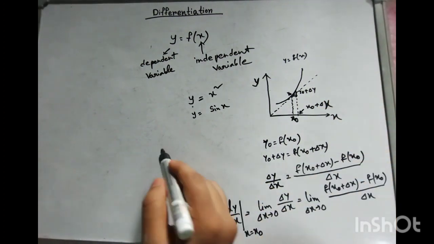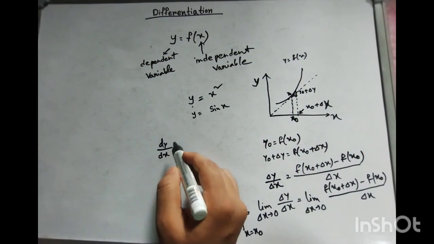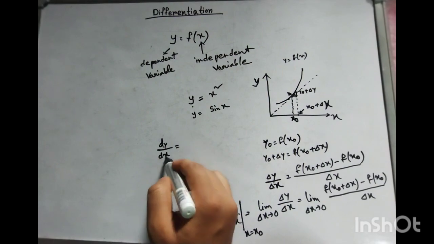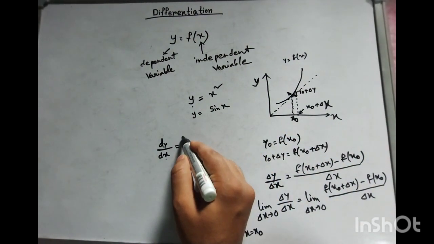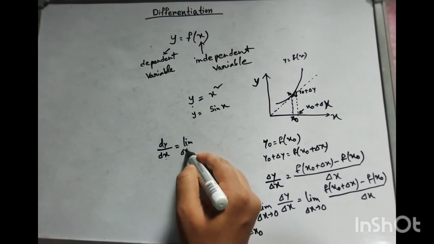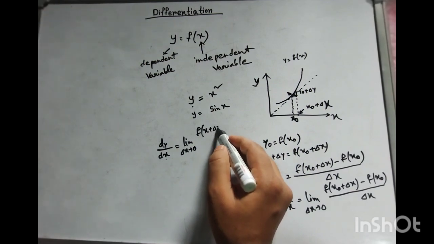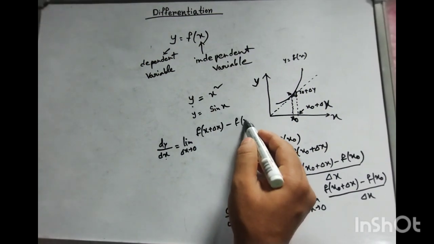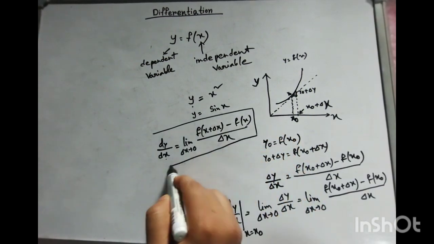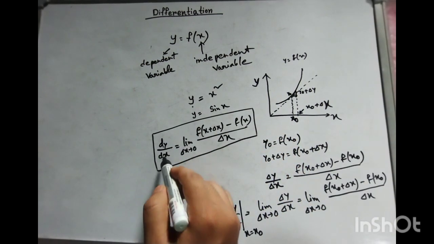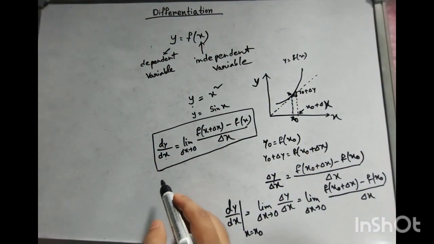Generally you can find it at any other value of x. So generally d/dx of y at any point x will be equal to limit delta x tends to 0. If I generalize this, then it will be f of x plus delta x minus f of x by delta x. This is the definition of the derivative of y with respect to x. So we'll find an example.